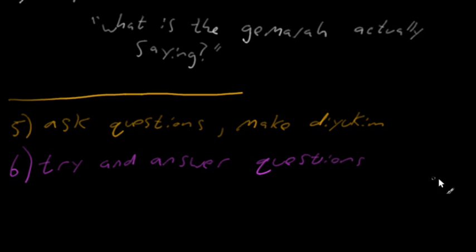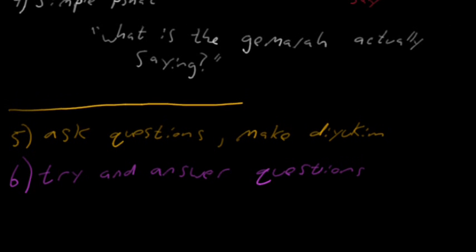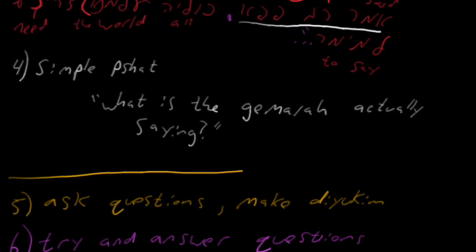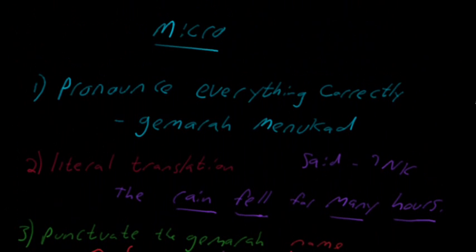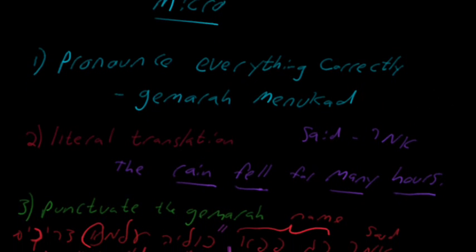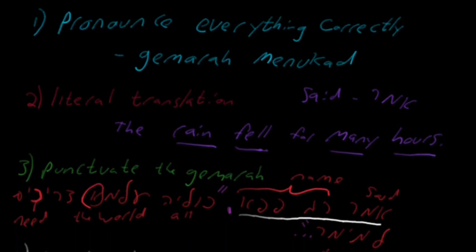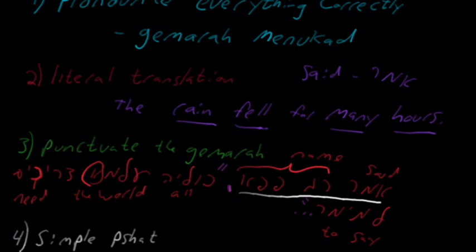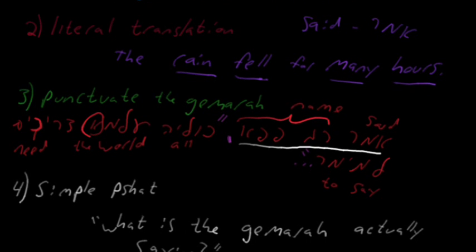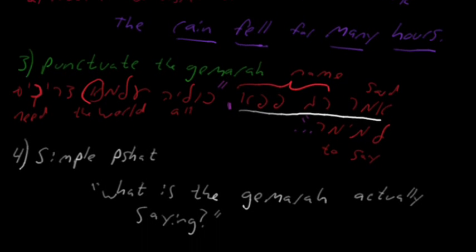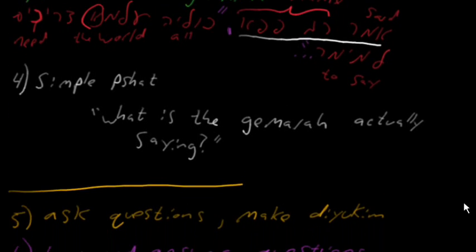Okay? Now, this is before you've moved on. Remember, this is all in one step of the Gemara. All 6 of these steps are in one step. You read the step. Make sure you can pronounce everything. Make sure you can translate everything. Punctuate the Gemara as best you can in a way that makes sense. Simple pshat. Figure out what the Gemara is actually saying.